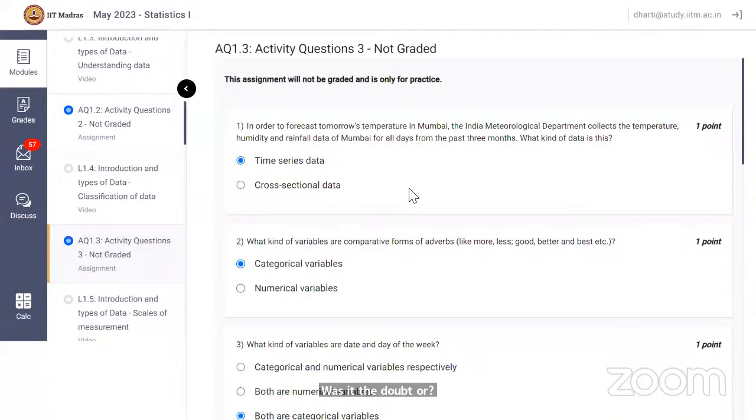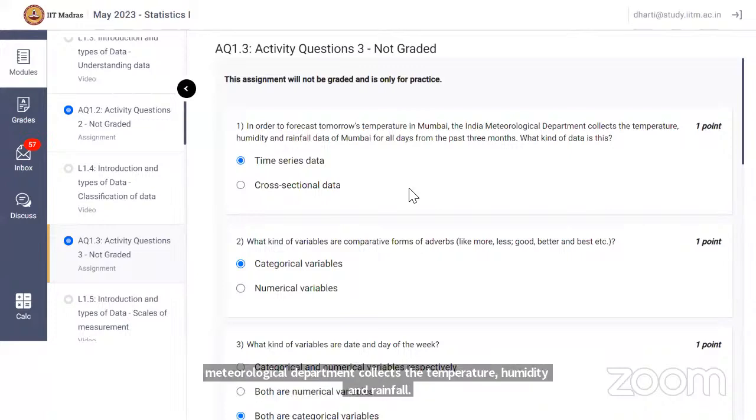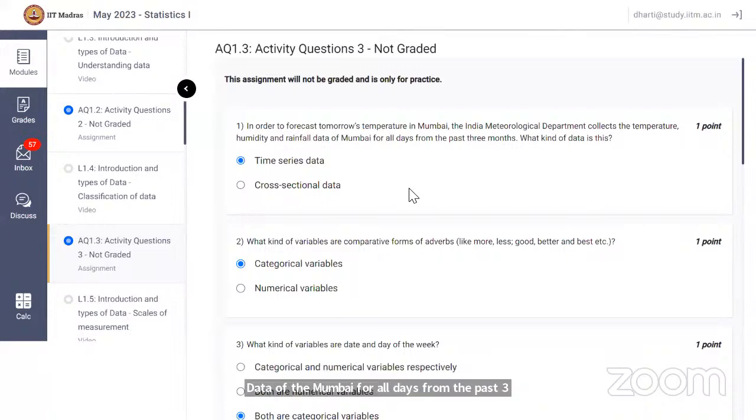In order to forecast tomorrow's temperature in Mumbai, India's Meteorological Department collects the temperature, humidity, and rainfall data of Mumbai for all days from the past 3 months. What kind of data is it? Whenever we collect data over time for any particular case, this is nothing but time series data.